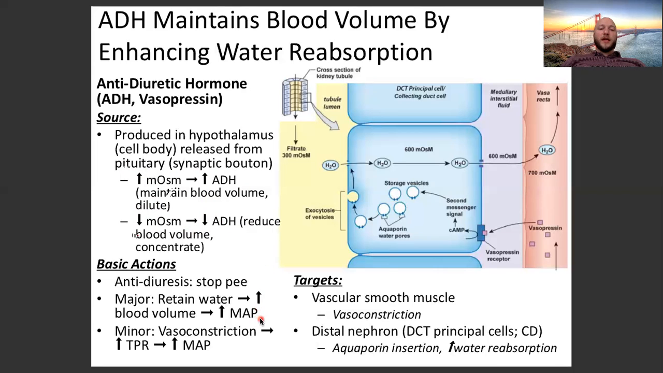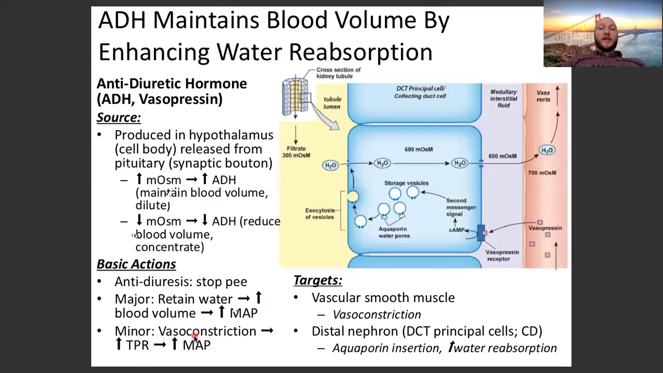Basic actions, well, antidiuresis. It stops you from peeing. It helps maintain and retain water. It helps maintain the blood volume you have. It prevents you from peeing out the fluid in your body, which helps maintain MAP. It also has a minor effect of vasoconstriction. So both of these will help maintain blood pressure. Vasoconstriction increases TPR, which increases MAP.